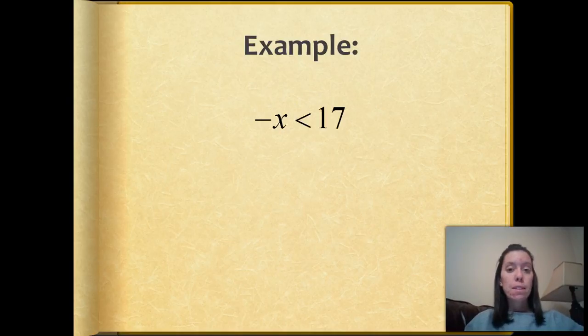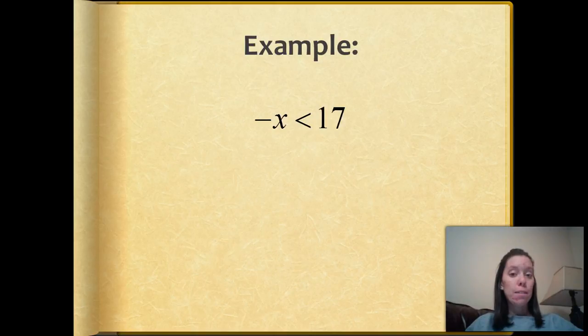On this one, to get x by itself, we would have to divide by negative 1, since we want to get rid of the negative sign. And since we are dividing by negative 1, we would have to flip the inequality. So the answer would say x is greater than negative 17.